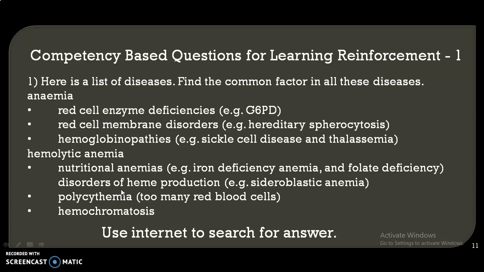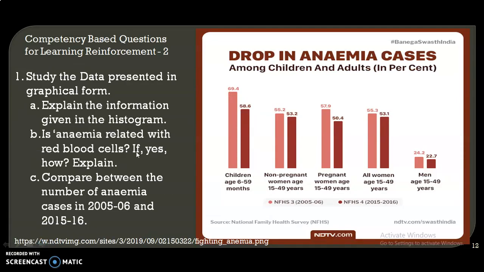The name of all these diseases are not given in your science textbook. So what you need to do your homework, you have to type these names of various blood related diseases in the internet and you will find the answer. And what answer you are looking for? That what is the common thing among all the diseases mentioned here?